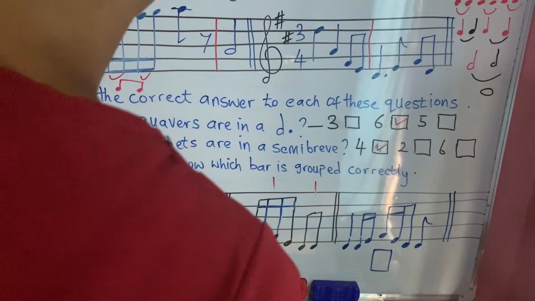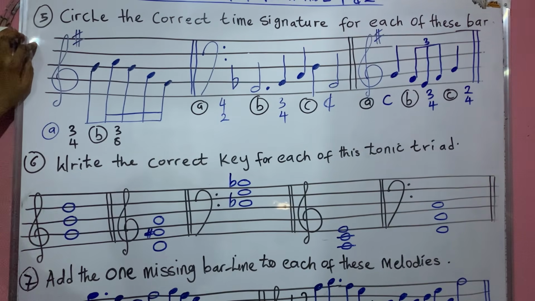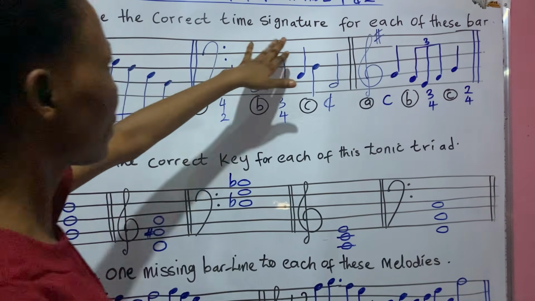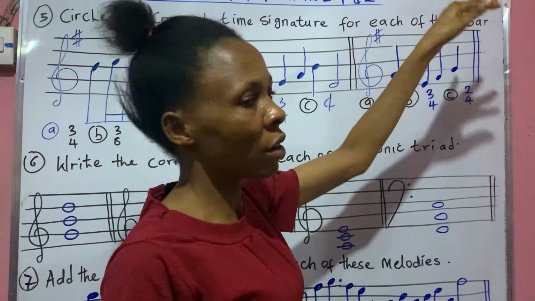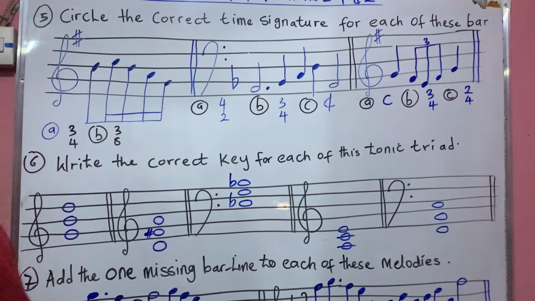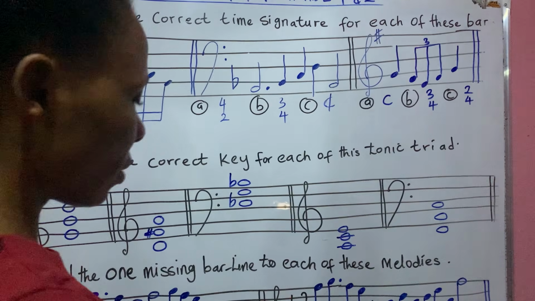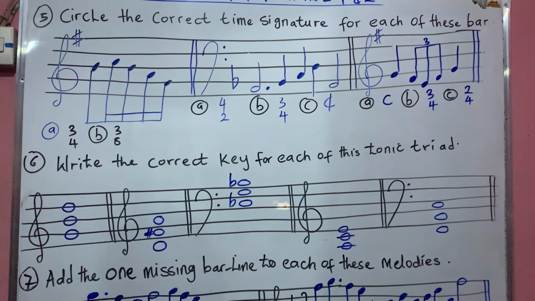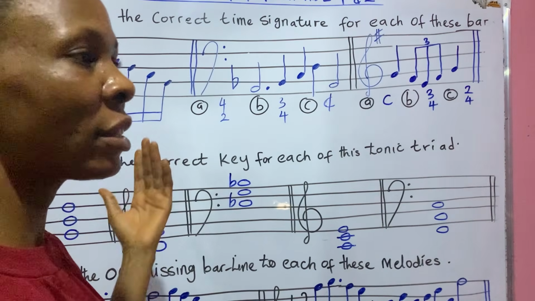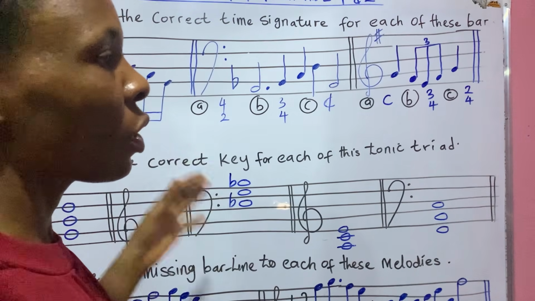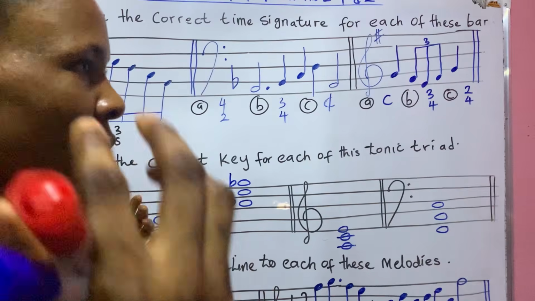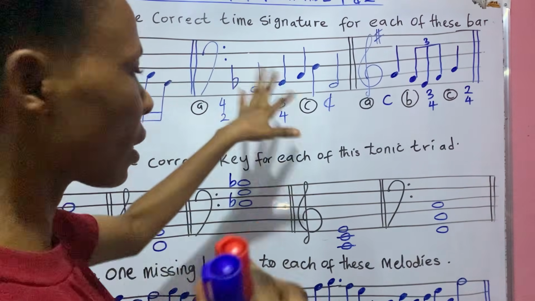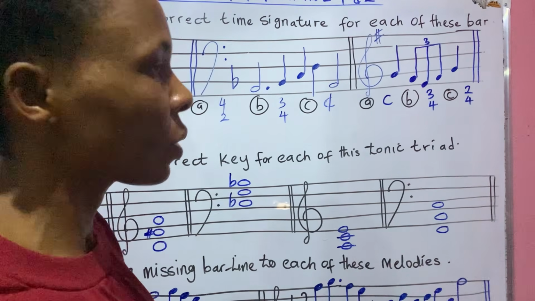And let's go to number 5. Circle the correct time signature for each of these bars. So you are asked to circle the correct time signature. And when you see questions like this, don't try to stress your mind, your brain, beyond what you're seeing here, like trying to think too much. Just look at the physical and answer the question.